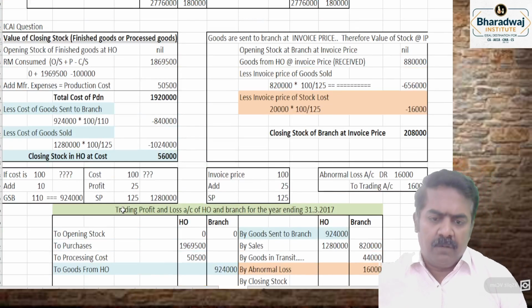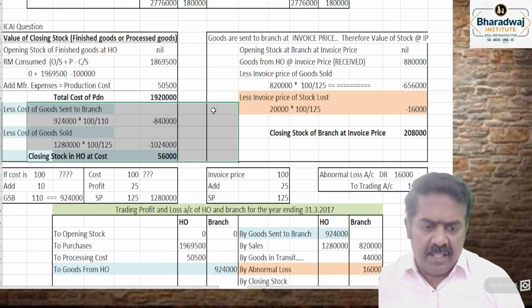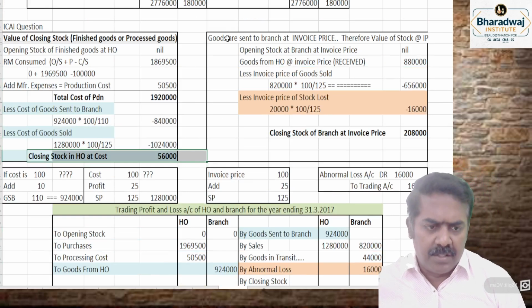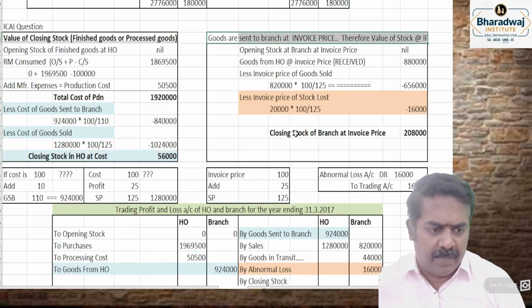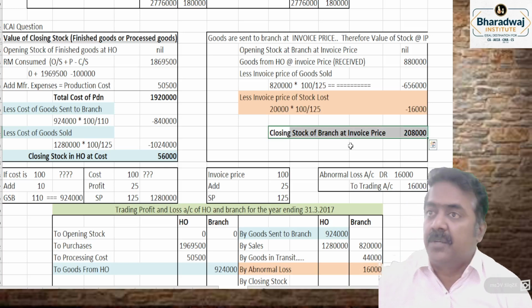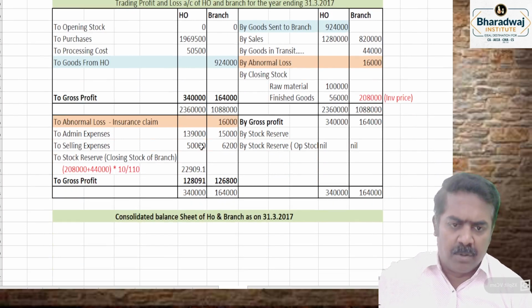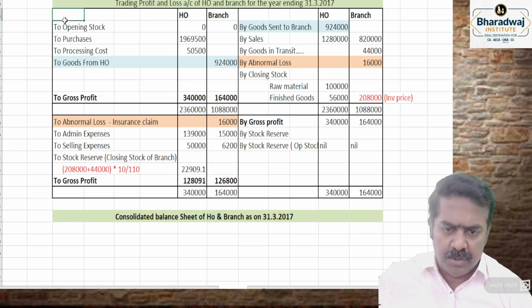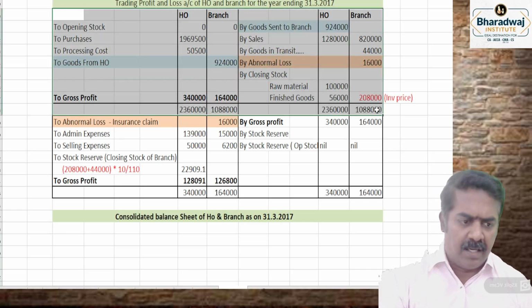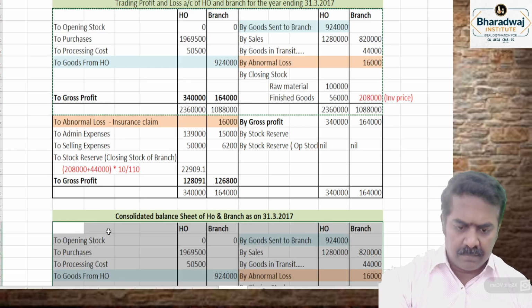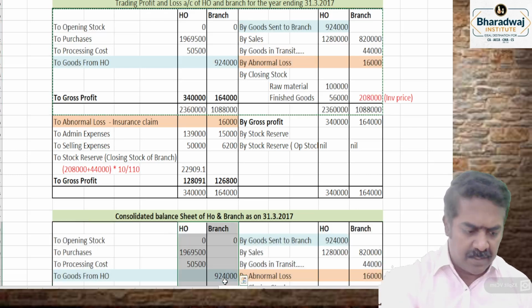So I repeat, what did we work out? Closing stock of head office at cost we worked out. Since goods are sent at invoice price to the branch, we worked out closing stock at branch at invoice price. Then we prepared the Trading P&L account, and we are asked to prepare the balance sheet also. Balance sheet will be a single column. Not head office and branch separately, it is total.